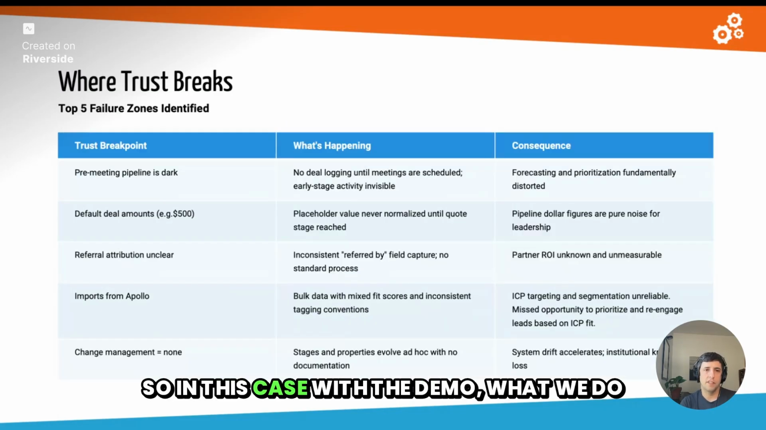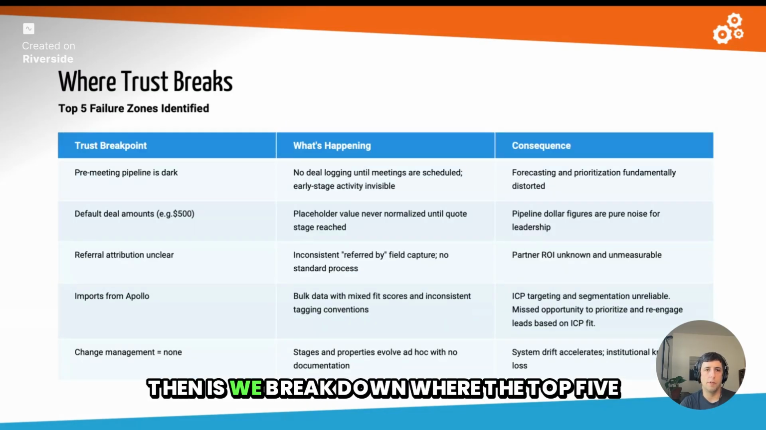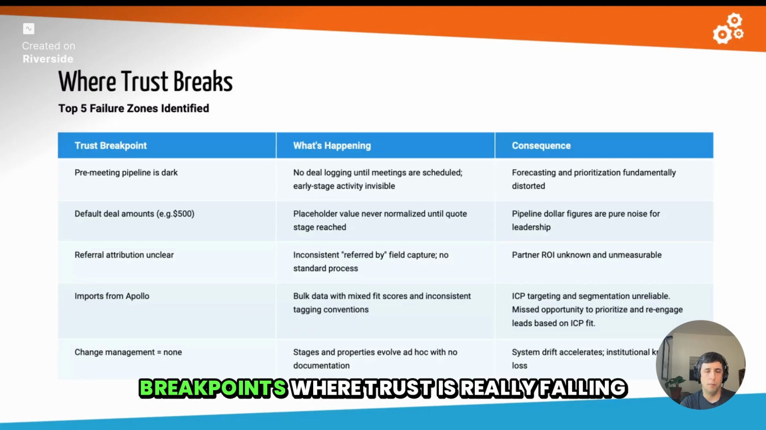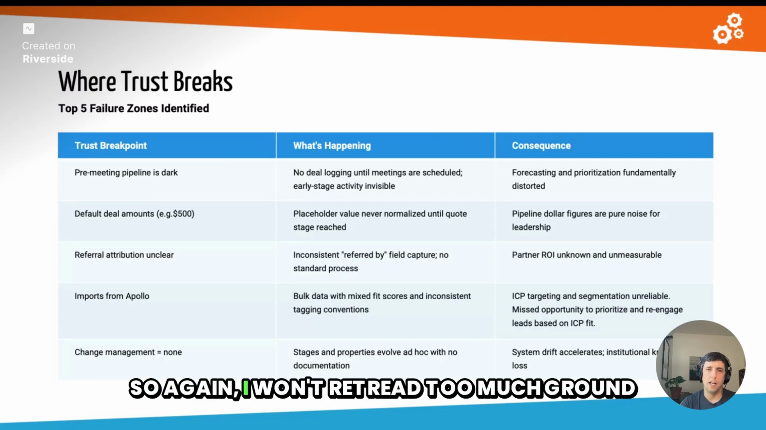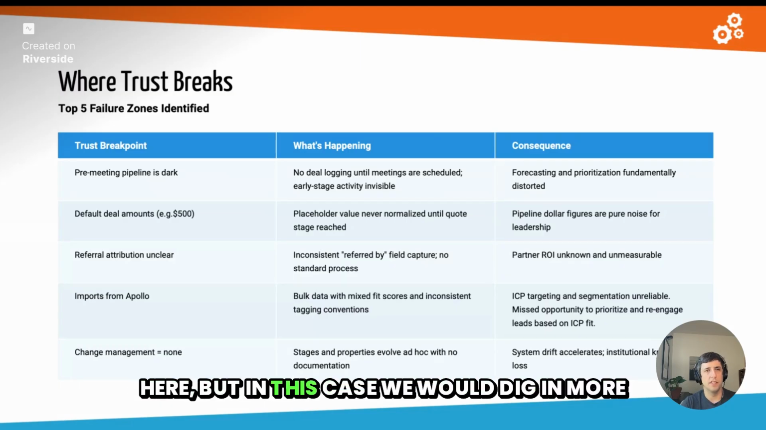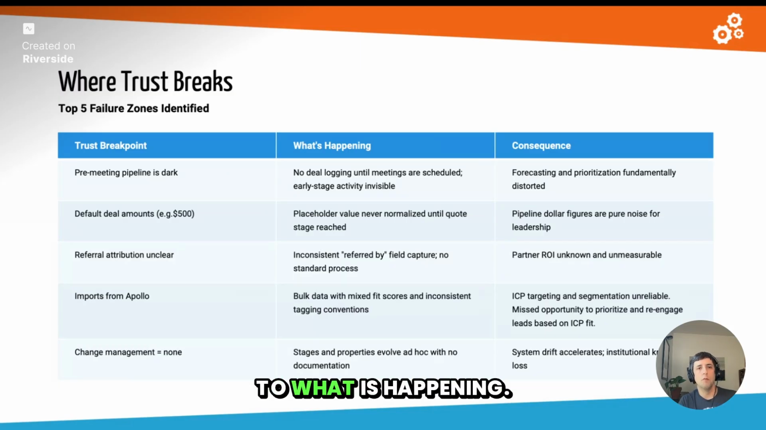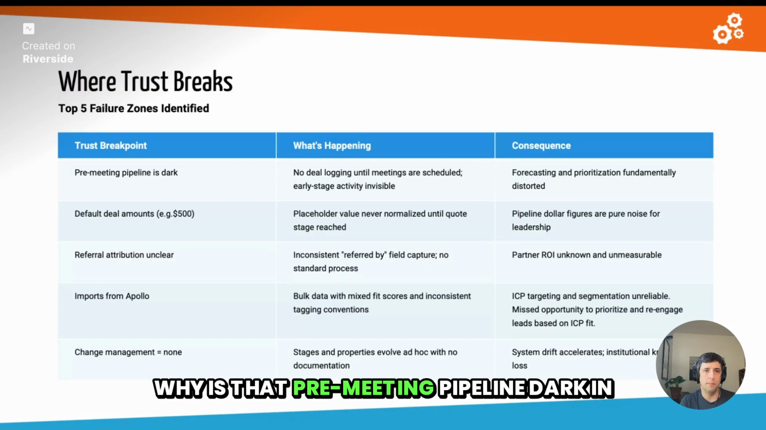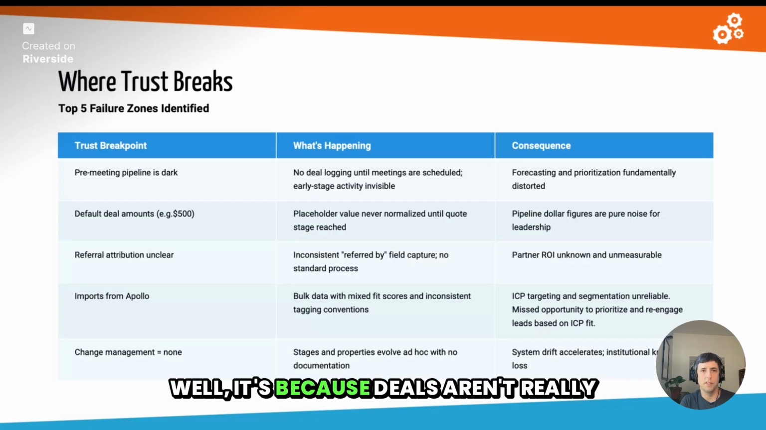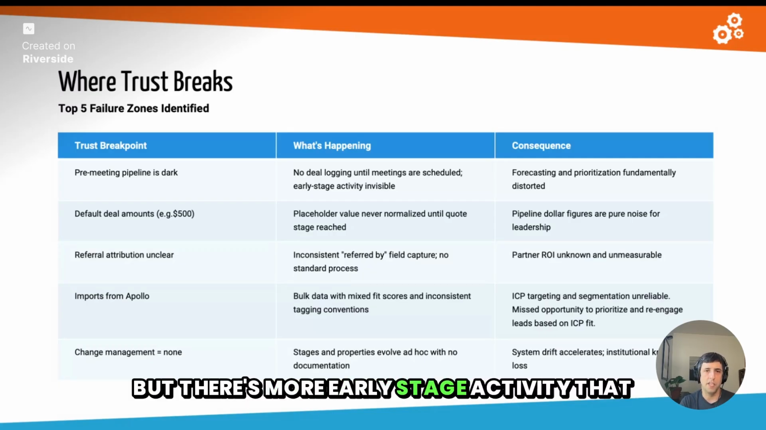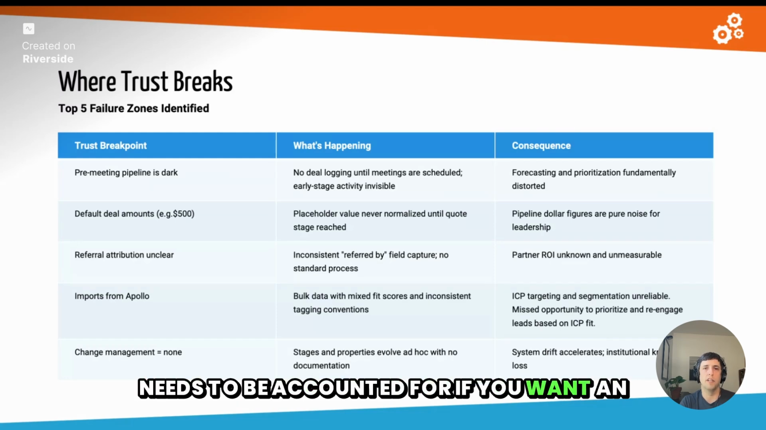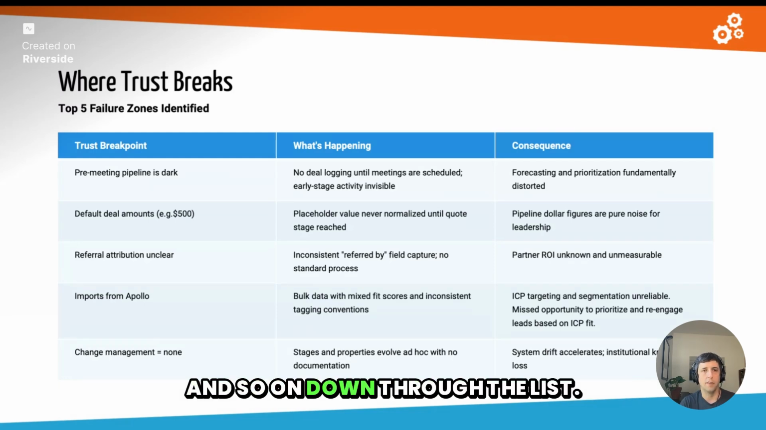With the demo, we then break down the top 5 breakpoints where trust is really falling off. I won't retread too much ground here, but we would dig in more to what is happening. Why is that pre-meeting pipeline dark in this case? Well, it's because deals aren't getting logged until those meetings are scheduled. But there's more early-stage activity that needs to be accounted for if you want an accurate forecast, and so on down through the list.